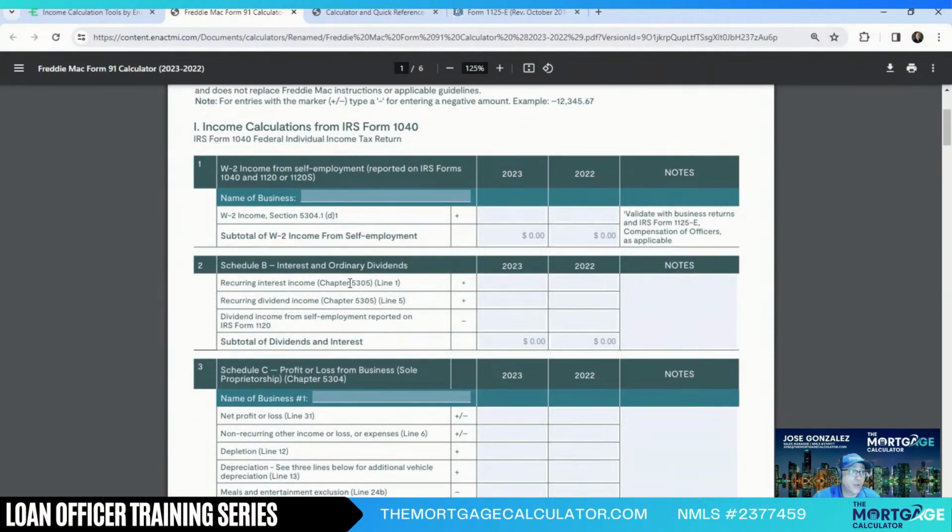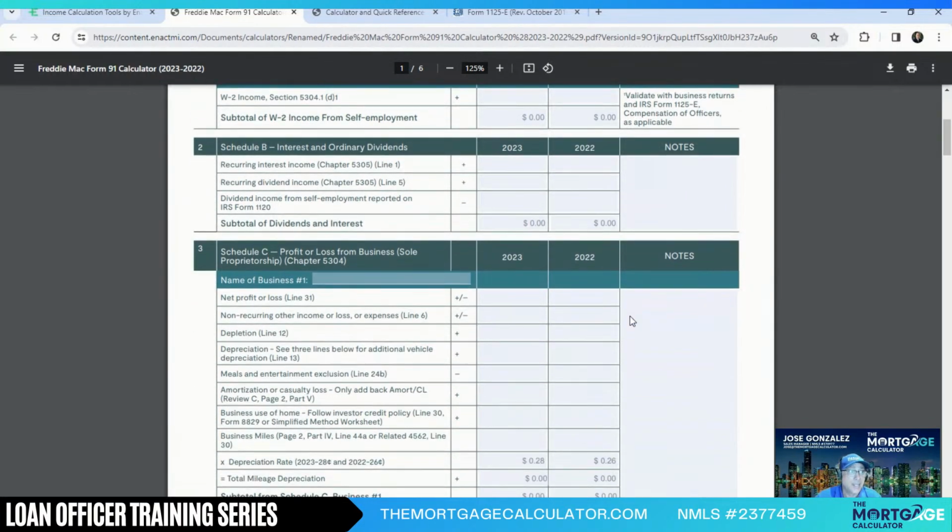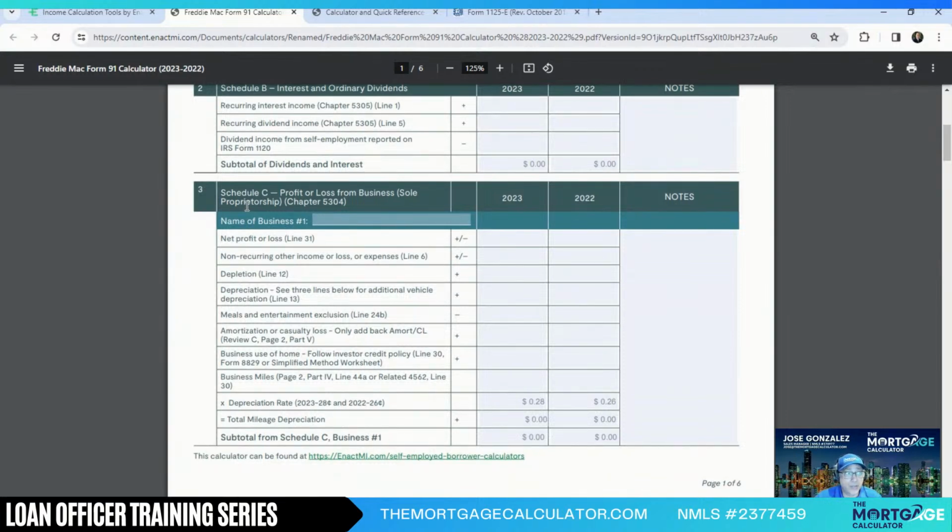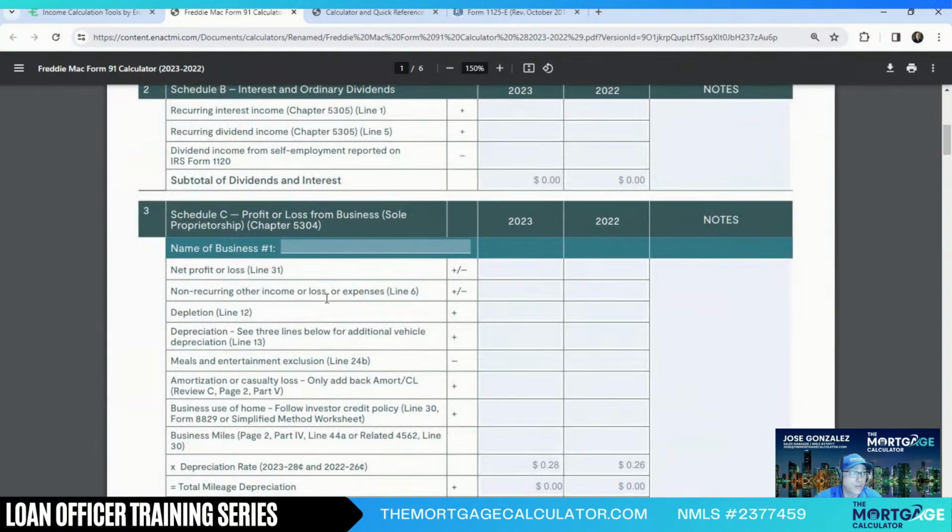Schedule B, interest and ordinary dividends. This is obviously business related. And notice it's even telling you a line number, line 1, line 5. So if the business is getting interest and dividends from assets that the business owns in the business name, then that would be applicable here. Schedule C, this is their regular Schedule C. They could have multiple Schedule Cs. Notice we have net profit or loss right here. Notice non-recurring. Remember that phrase I was talking about? Non-recurring income or loss right here.